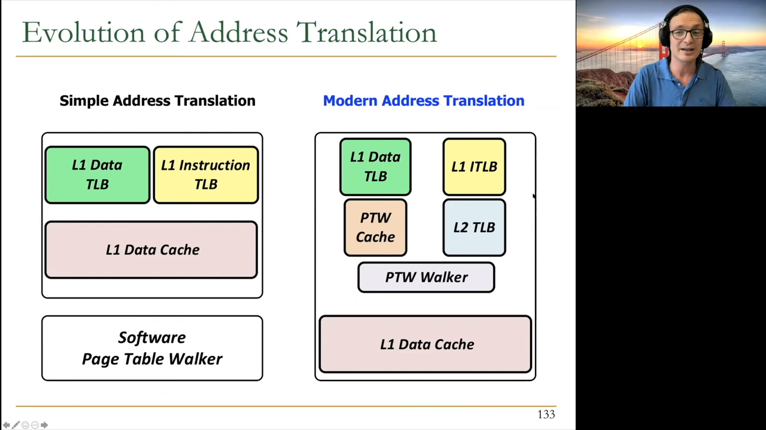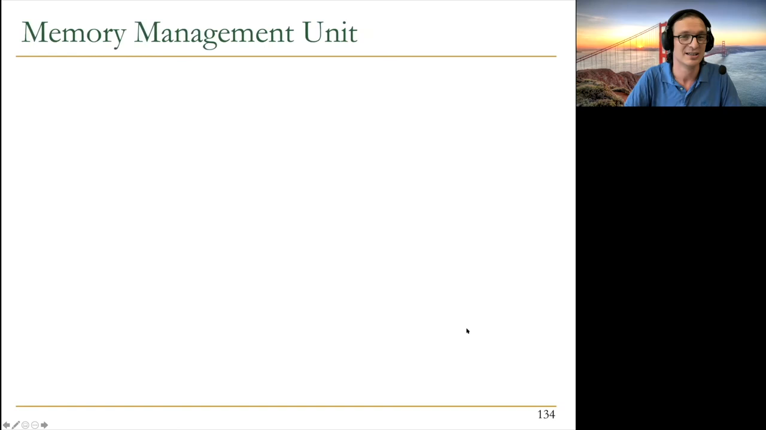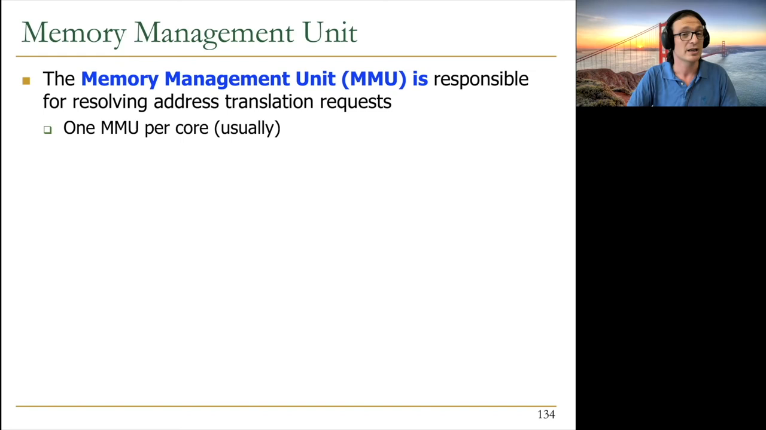Modern address translation is much more complicated. You can think of this as the modern MMU. You have L1 and L2 ITLBs, L1 data TLB, L2 TLB, page table walker hardware, and a page table walker cache to cache the middle levels of the multi-level page table. So there's a lot that goes on. And then there's also clearly the cache. So a memory management unit, we discussed it. It's the hardware that's responsible for resolving address translation requests. It's one MMU per core, usually.